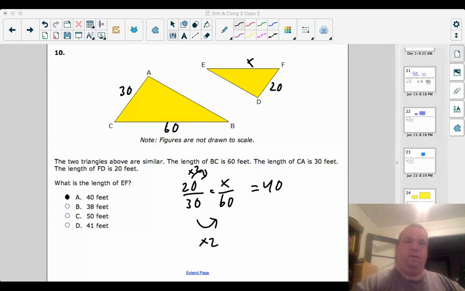All right, welcome back. Hopefully you got 40 feet, A, as your answer. Once you label these, hopefully you can see that the short side here is going to line up with the short side here, so the ratio is 20 to 30. And then this EF we're trying to find is the biggest side. It's going to line up with the 60. So 20 to 30 equals X to 60. From there, it's not hard to see that this is twice as big on the bottom. It's got to be twice as big on the top. So 40 feet is our answer there.